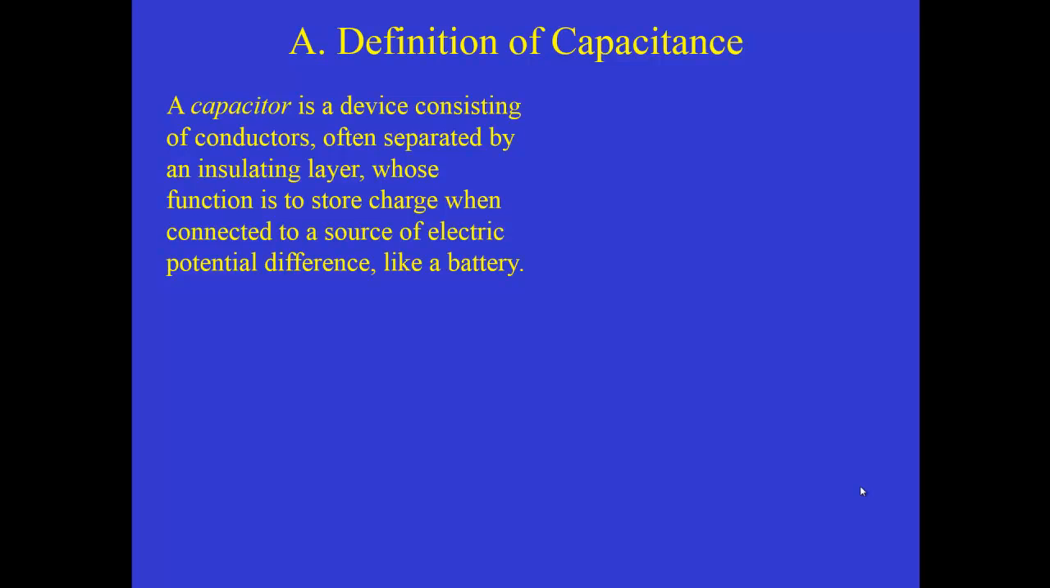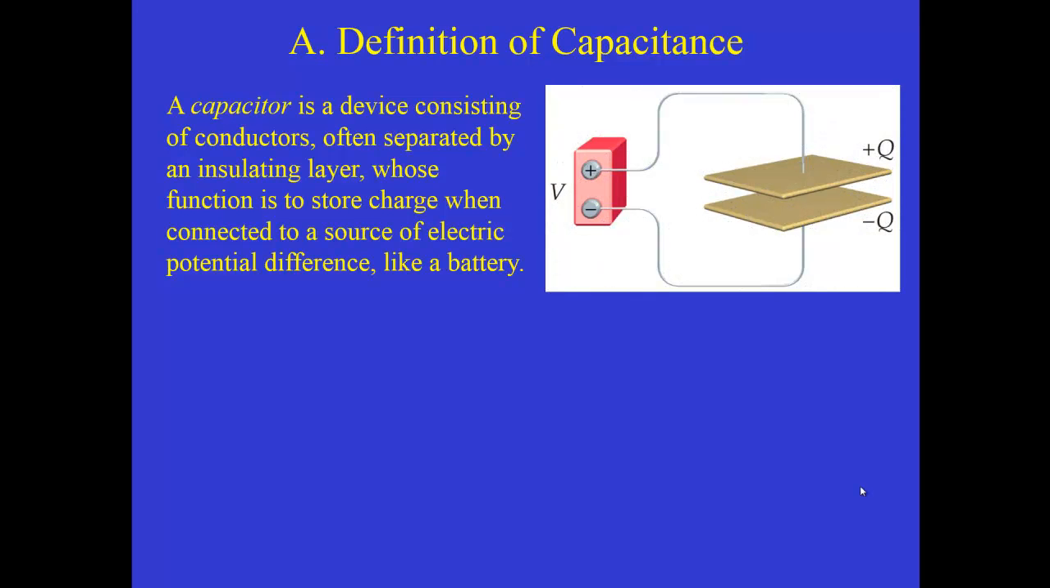So we start off by commenting that a capacitor is a device that consists of various kinds of conductors separated sometimes by an insulating layer whose function is to store charge and to allow us, when connected to a potential difference supplied by like a battery, also to store energy. So the idea is connecting the capacitor to a source of electric charge, such as a battery, allows us to store charge on the capacitor plates, and then when we disconnect it, that capacitor can be used as an energy source. Schematically, it might be illustrated like this.